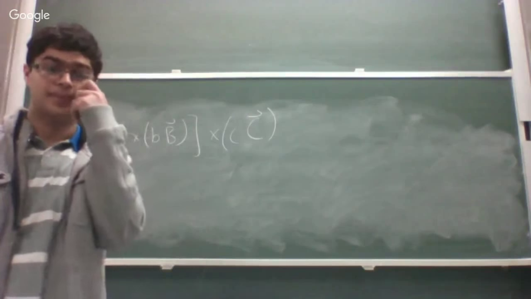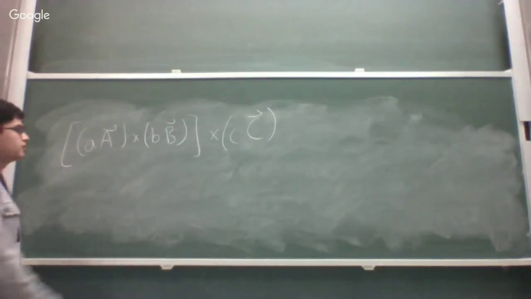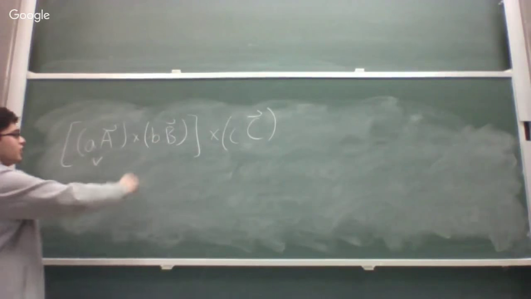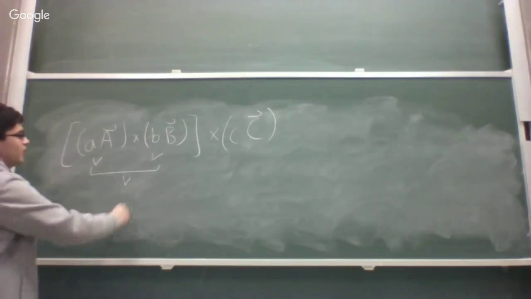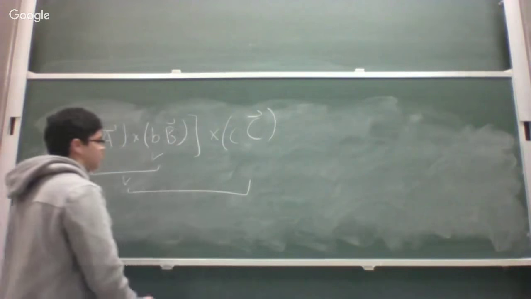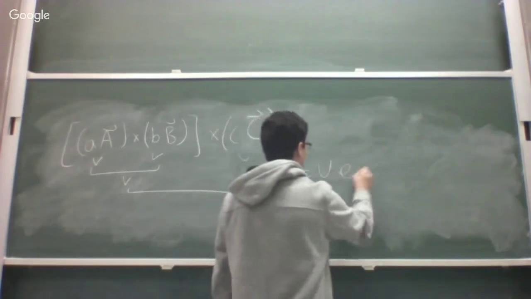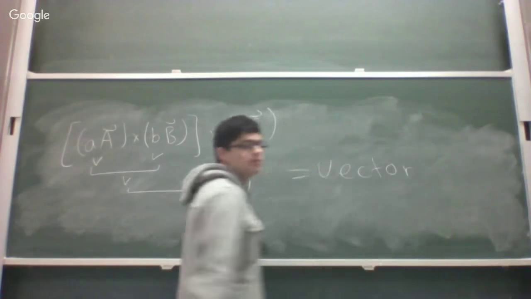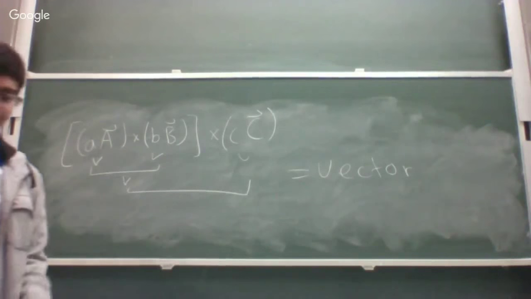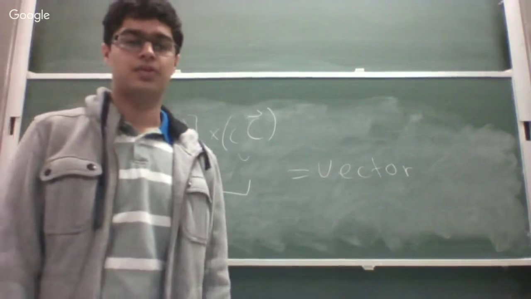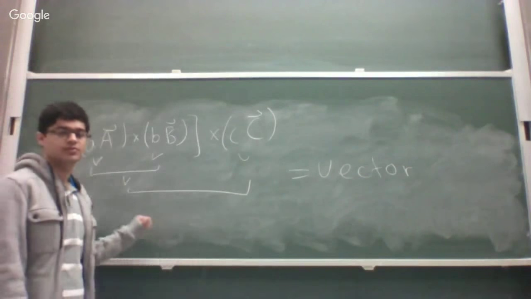What would that be? Vector, and then you cross it. This here is a vector. This is a vector. You cross them, you get a vector. You cross these, you still get a vector. That's how the problems on your exam will be. Any questions on this?